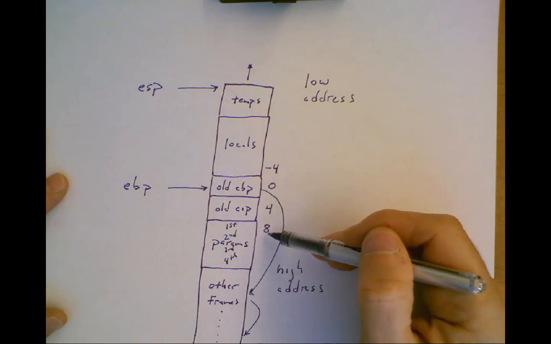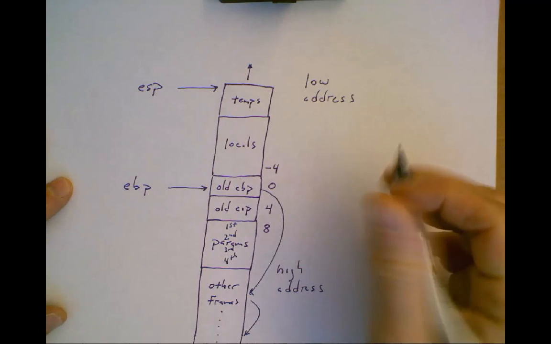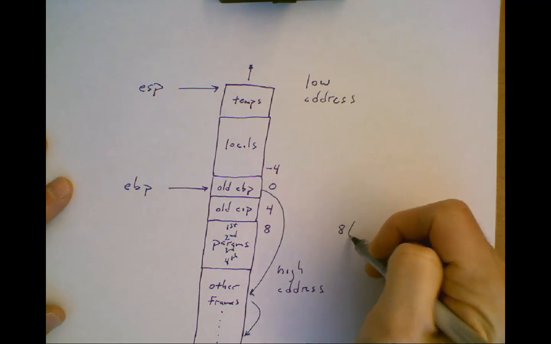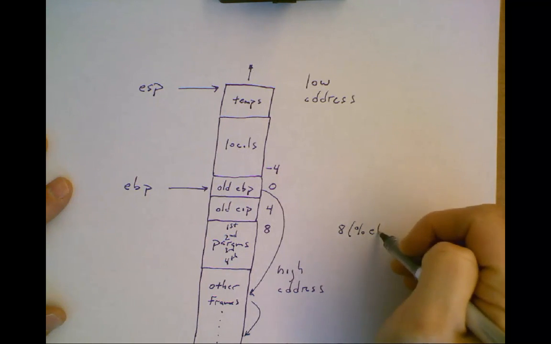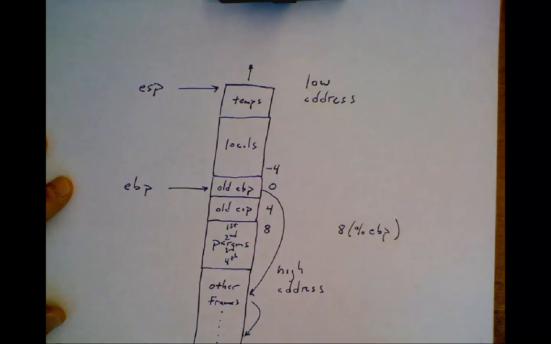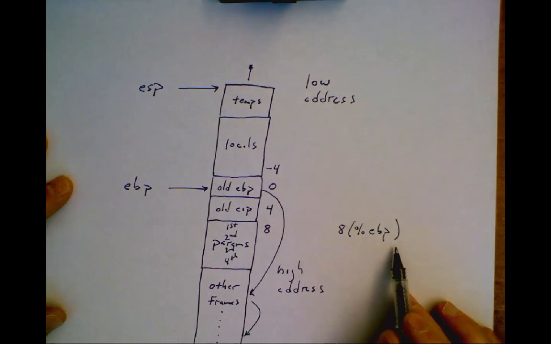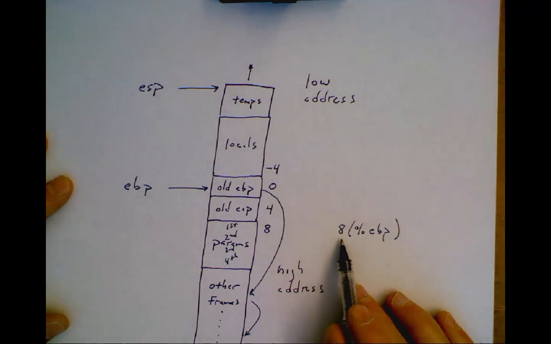The first parameter is 8 off the frame pointer. As we'll see in the assembly language program we're going to look at in a minute, you express this kind of thing in Intel assembler like that, right? The parentheses really indicate indirection. So I'm looking at what the frame pointer points to, but adjusted by 8.